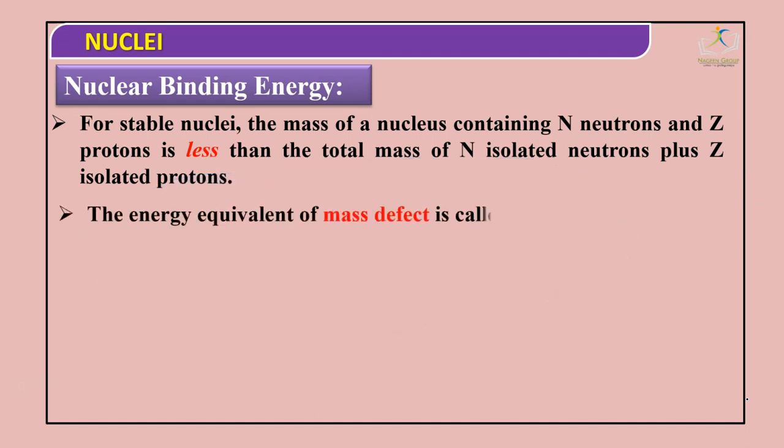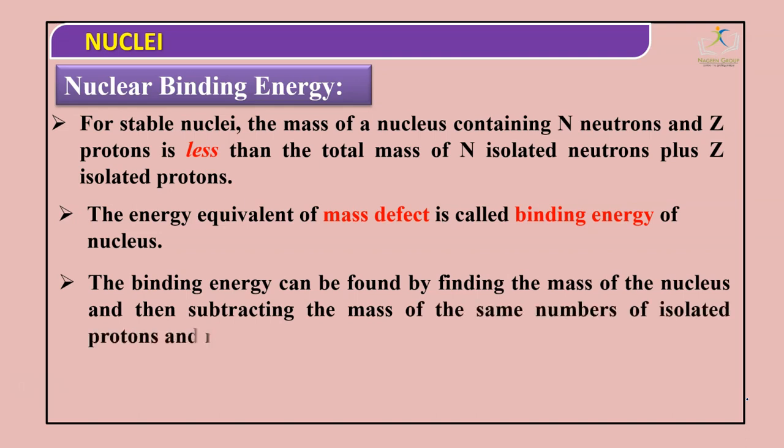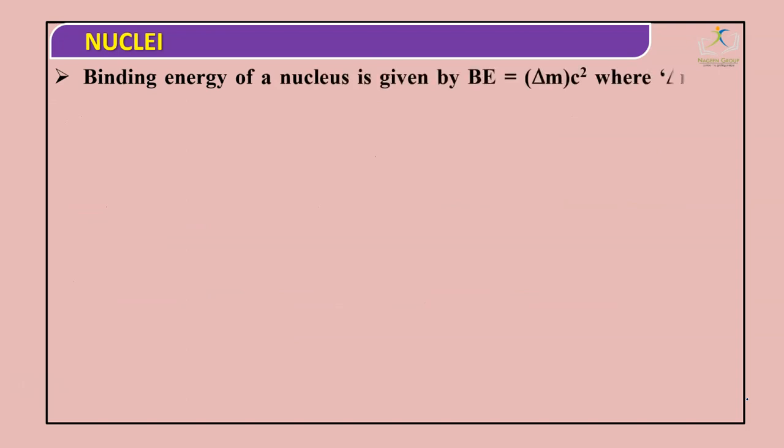The energy equivalence of the mass defect is called the binding energy, or in a very simple way, the minimum energy required to break that nucleus apart is known as the binding energy. The binding energy can be found by taking the mass of the nucleus and subtracting it from the mass of the same number of isolated protons and neutrons. Binding energy of the nucleus is given by BE is equal to delta M times c square, where delta M is the mass defect and c is the velocity of light.